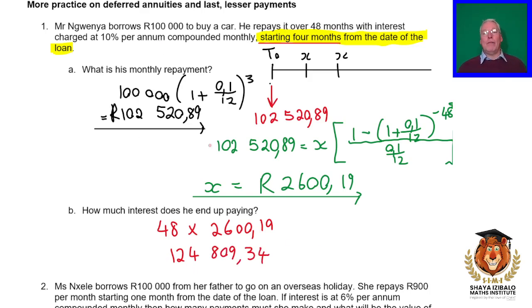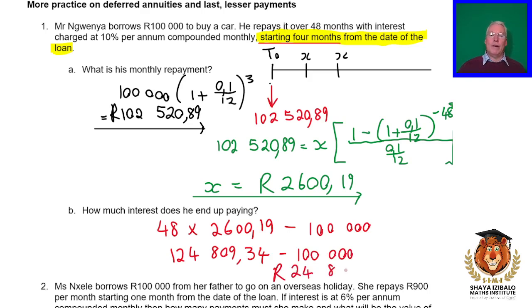But he borrowed 100,000 rand. So the rest of that money is in interest. So in other words, we're going to now subtract 100,000 rand from this result. And so we actually get the amount of interest that he paid is 24,809 rand and 34 cents. Okay.